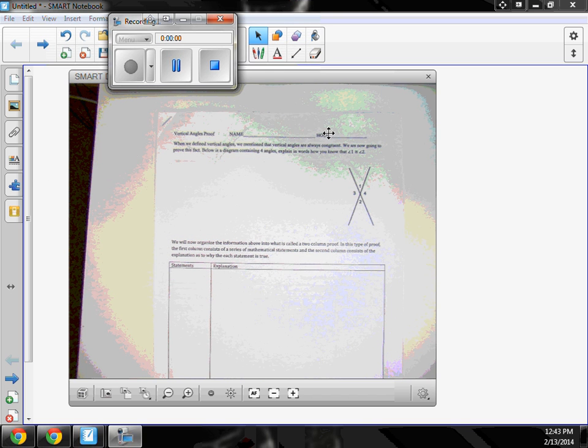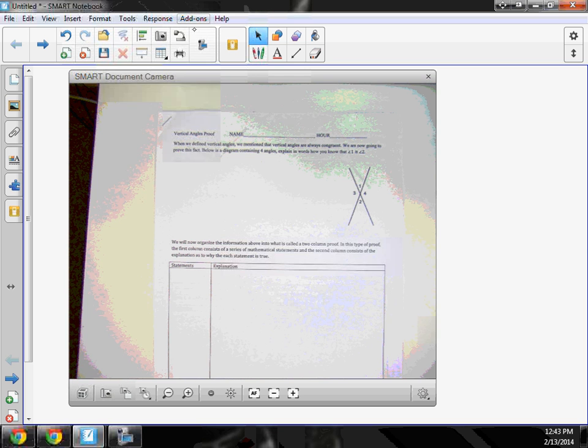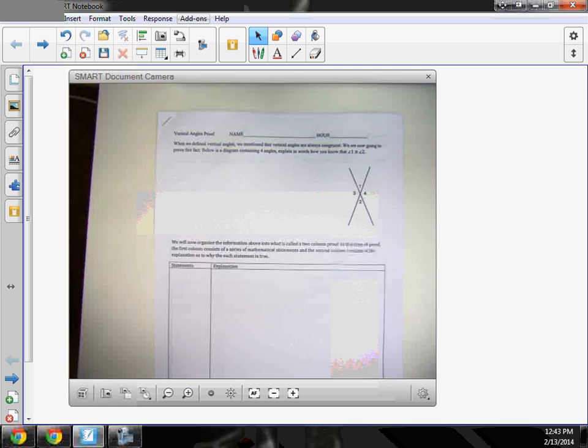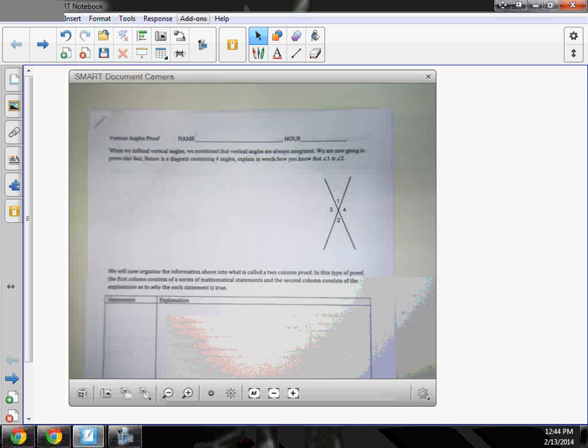So we have a diagram here with vertical angles, and we want to prove that two particular angles are congruent. It doesn't matter which set we pick. If we picked 1 and 2 or 3 and 4, it doesn't matter. And because we don't actually have angle measures, when we prove one set, we prove all vertical angles are equal. Okay? So let me zoom in here a little bit.